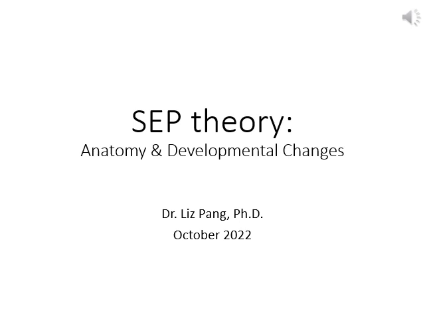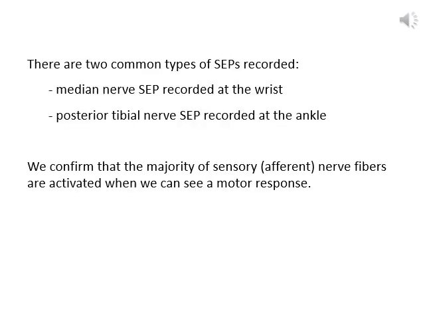This module describes the anatomy and developmental changes of both the upper limb or median nerve SEP and the lower limb or posterior tibial nerve SEP. The SEP recording tests the integrity of the sensory system from the wrist to the brain in the case of the median nerve SEP, or from the ankle to the brain for the posterior tibial nerve SEP.